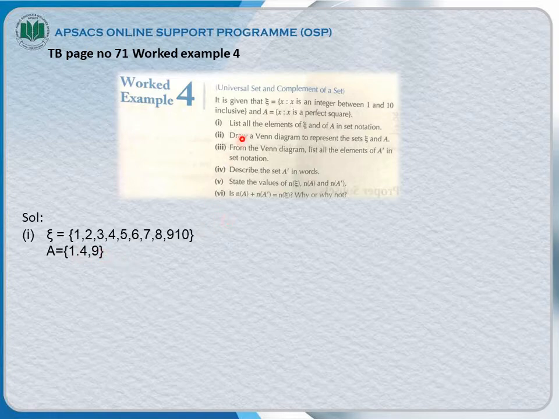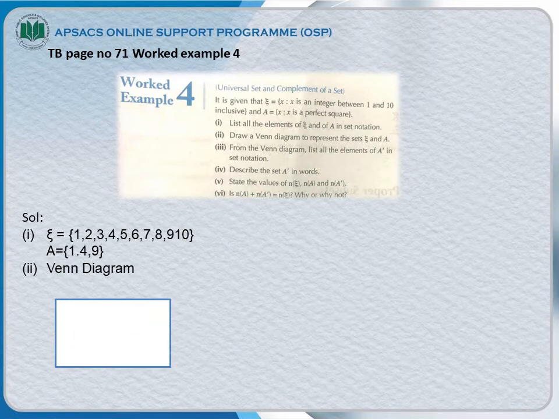Next, question number 2: draw a Venn diagram to represent the universal set and A. Now we draw a rectangle for the universal set and write its elements. The other set is shown by a circle. In the circle we have 1, 4, 9, represented by capital A. So we hold all the numbers in the universal set, and set A is the perfect squares. Clear?